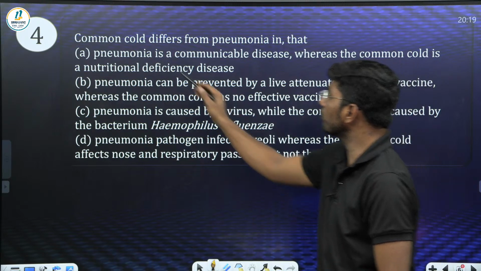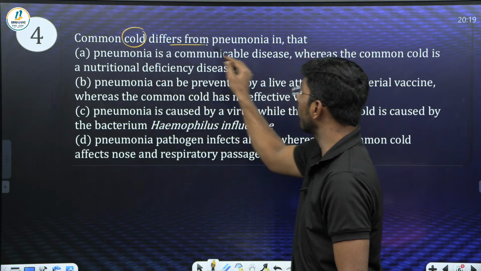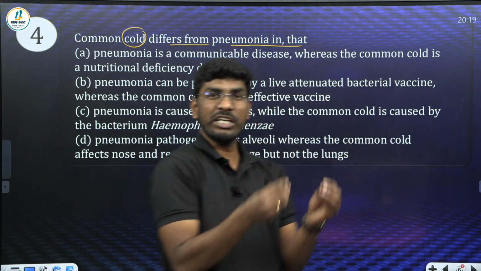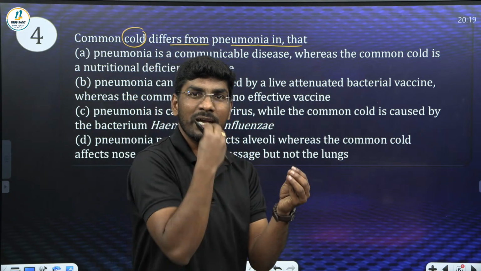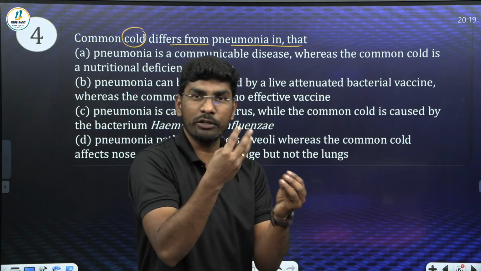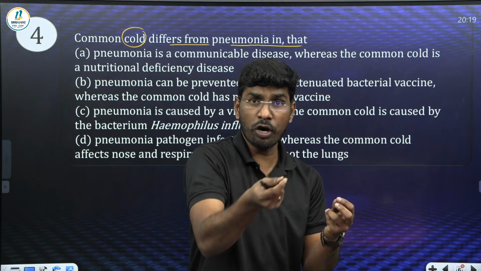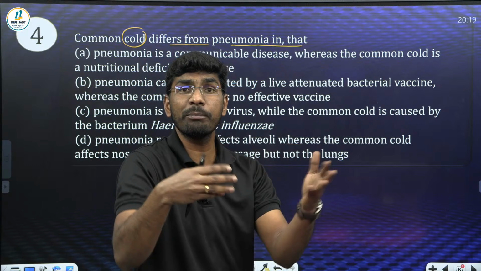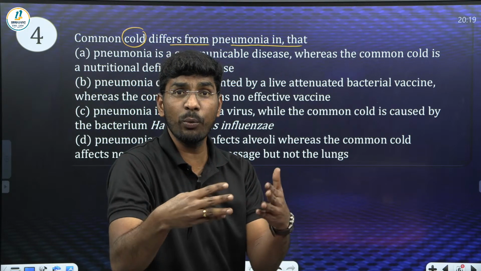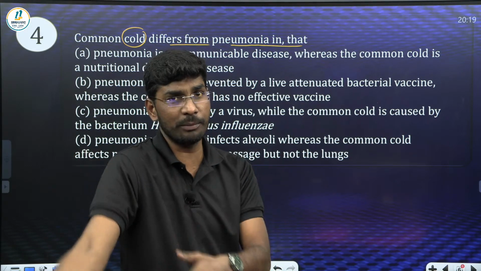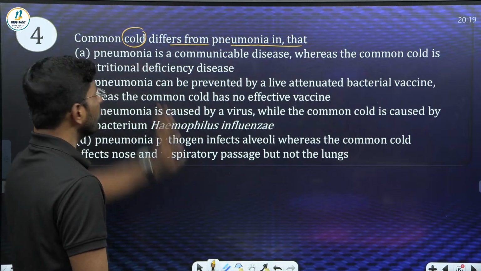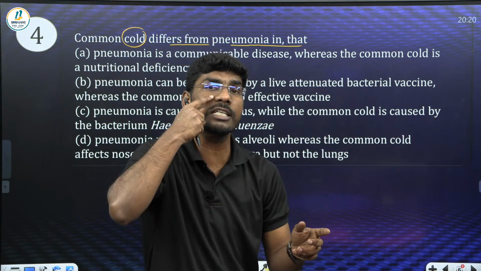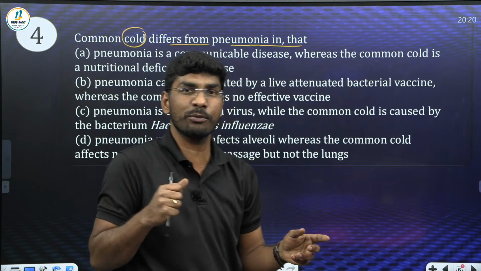Common cold differs from pneumonia in that the common cold is contagious, normally spread by aerosol and also by droplets, yes or no beta, and by things like doorknobs and cell phones. The virus, rhinovirus, will easily be transmitted from one person to another, right? But what happens here? The common cold is a disease where the virus infects the respiratory pathway. It does not infect the alveoli.